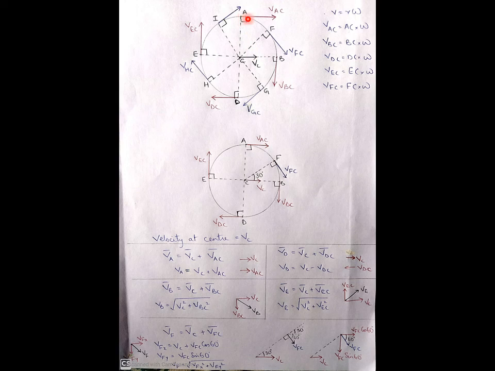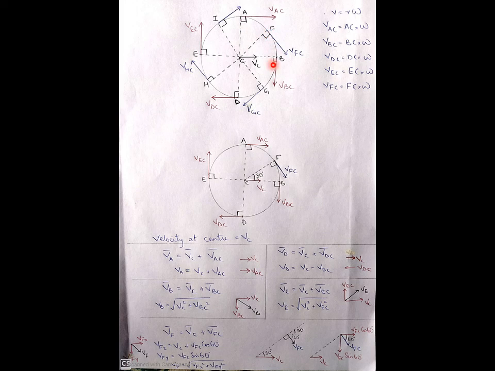At A point, it will be moving towards right. At B point, it will be moving downwards, which means it is perpendicular to BC. And at point D, it will be moving towards left, and it is perpendicular to DC. At point E, it is moving in the upward direction, and it is perpendicular to EC. So at any point, we can say that if you are taking the velocity, it will be perpendicular to the line connecting the center point and that particular point. So that is about A, B, D. Similarly, consider the other points also.